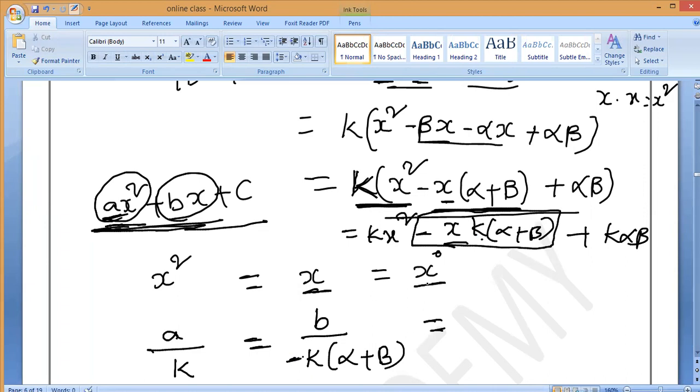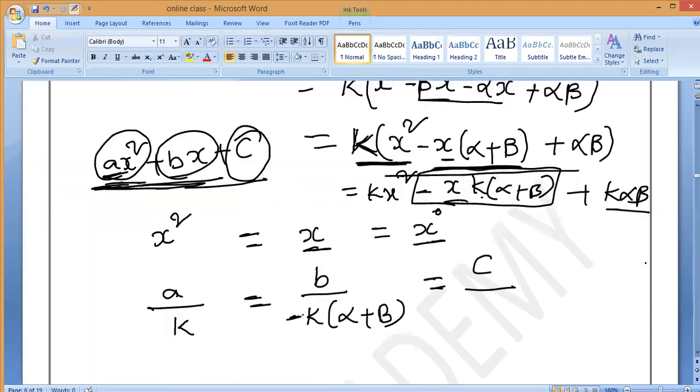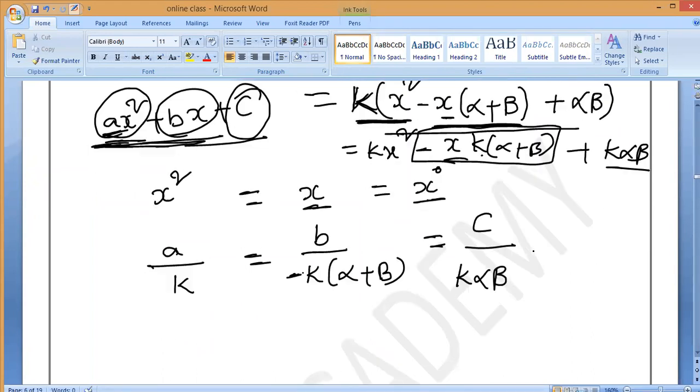x naught coefficient: c here, and k alpha beta in the other. Understood? Any doubt? Ask me.